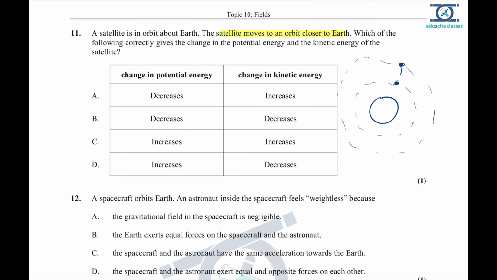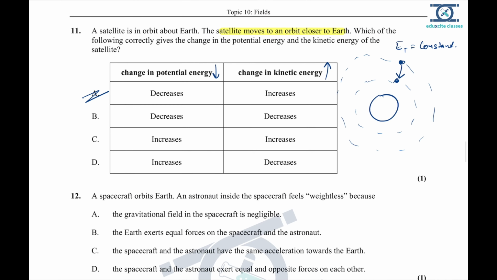As it is moving towards the Earth, the height is decreasing, therefore potential energy will decrease. And since the radius is becoming less and less, the kinetic energy will increase. Or in other terms, you can say the total energy is constant, so if one energy is decreasing, the other has to increase. So for this, the option is A only. Please make sure that infinity is considered as 0. So if this is, let us say, minus 5, and this is minus 3, then minus 3 is greater than minus 5. In that sense also you can consider.